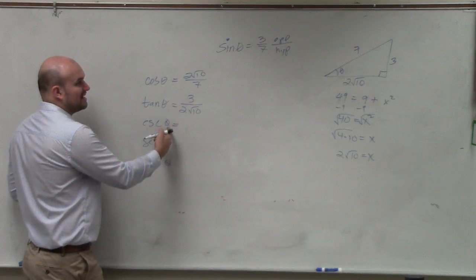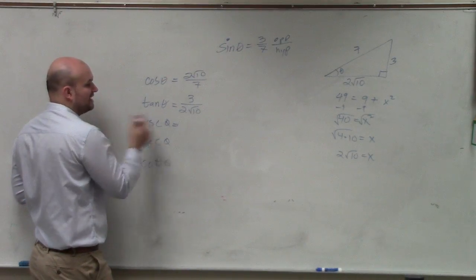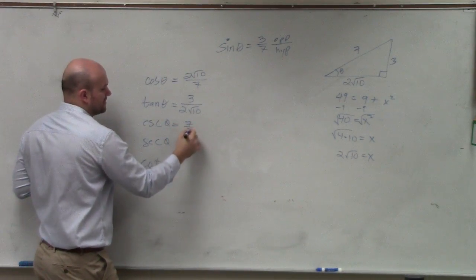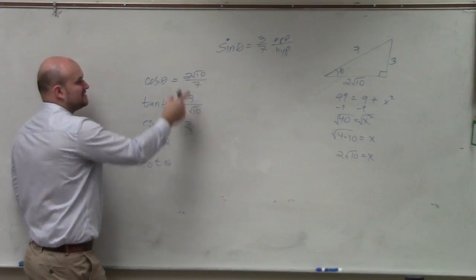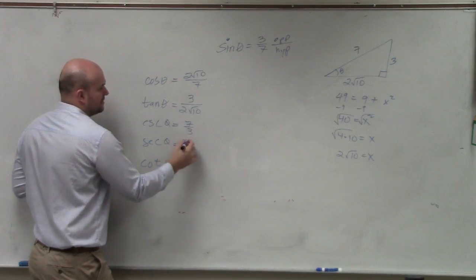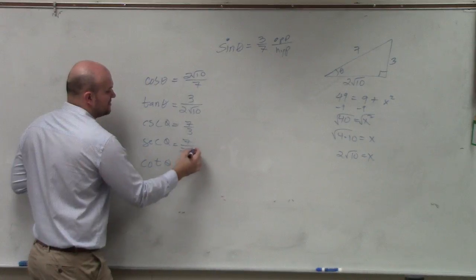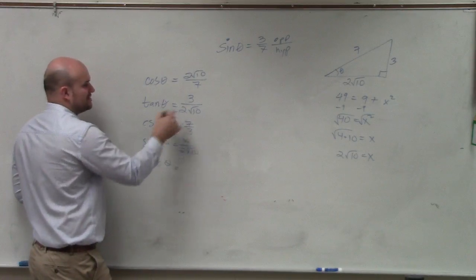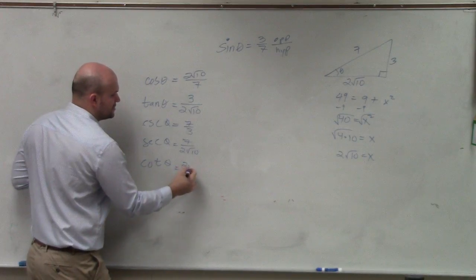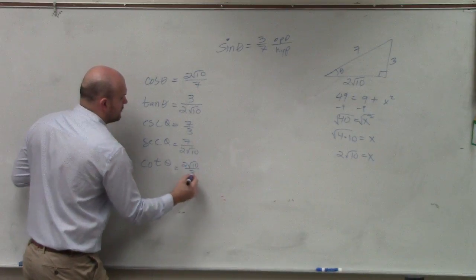Cosecant, remember guys, that's the reciprocal of sine, so that's 7/3. Secant is the reciprocal of cosine. That's 7 over 2 square root of 10. And cotangent is the reciprocal of tangent, which is 2 square root of 10 over 3.